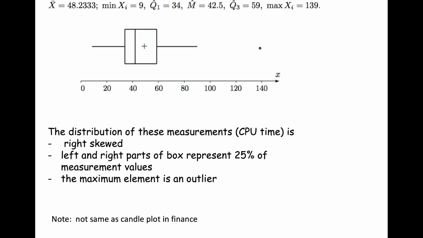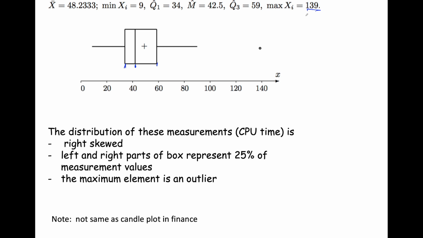And we say that the left and right parts of the box represent the 25% measurement. That's the 25% here, that's the 50% here, and that's the 75% here. And the maximum element from the data is an outlier. This 139 is an outlier because it exceeds 1.5 IQR by a lot. It's very likely it's not going to be 100% in the set of examples that we have.